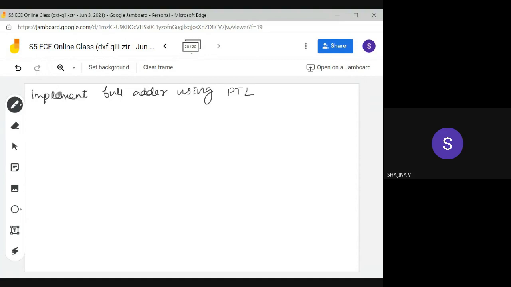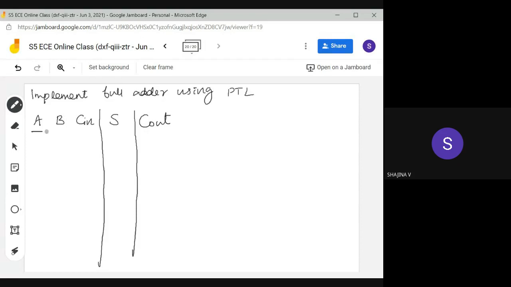For full adder, we have how many inputs are there? We have 3 inputs, right? A, B, and C in. This can be taken as inputs, and we have 2 outputs, that is sum and carry, S and C out. Okay, so corresponding to those 8 combinations, you can write the truth table.